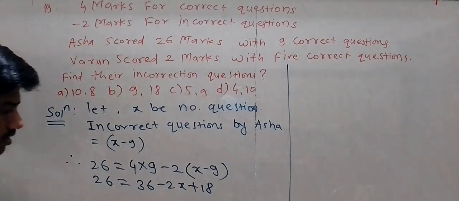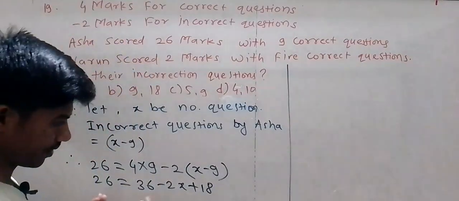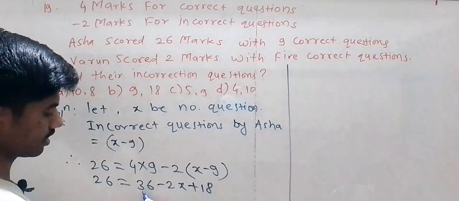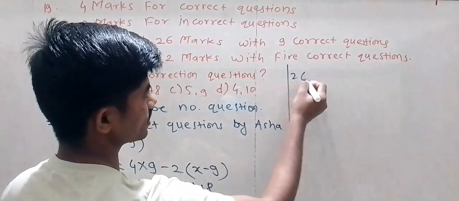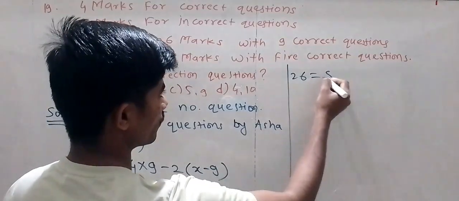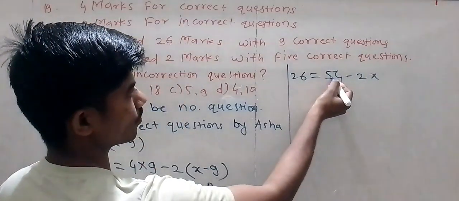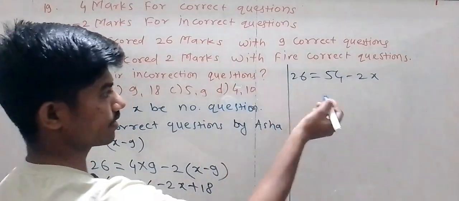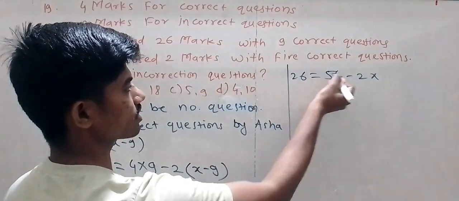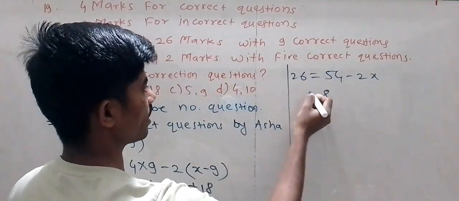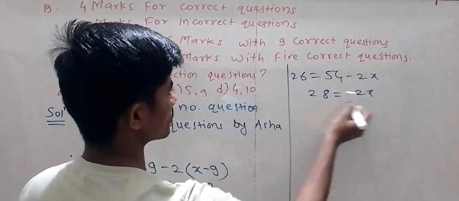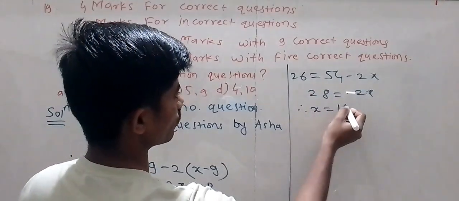Here we can see 26, 36, 18. These are the constant numbers. Try to add them or subtract them. So 36 plus 18 becomes 54, so 26 is equal to 54 minus 2x. Last step: 54 minus 26 becomes 28, and 28 is equal to 2x. Therefore, x is equal to 14.